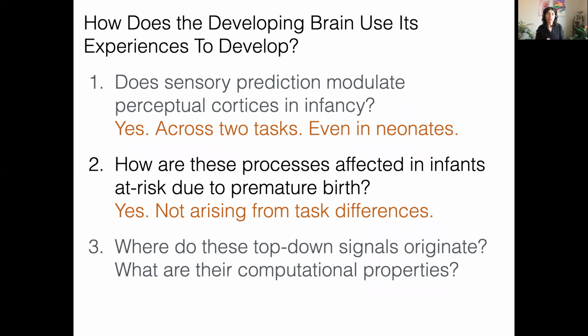So the answer to question number 2, how are these processes affected in infants at risk due to premature birth? I shouldn't answer yes to how. The answer, are they? Yes. We still don't quite know how, but they're not arising from task differences. That's the crucial thing. So we'll talk a little bit more about premature infants, while we also talk about where these signals come from and what computational properties we think these signals are carrying.